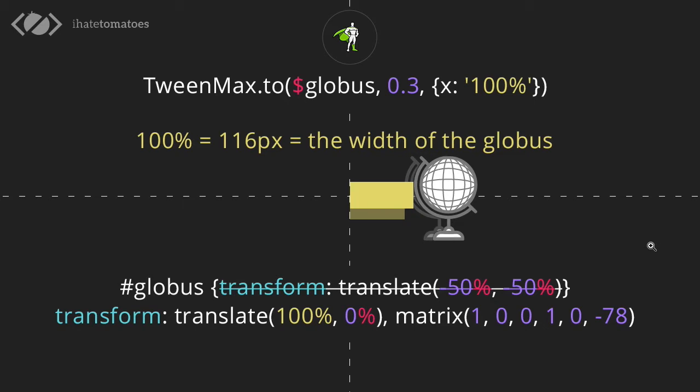And here we have the second tween, when we apply x of 100% to our globus. As you can see, the 100% now equals 116 pixels, which is the width of our element.